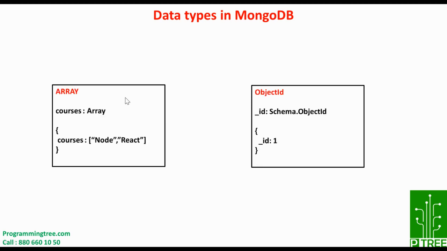Next data type is array, where you can store a collection of data. Here we have added courses of type array, and while inserting in the collection, we have stored Node and React as the course names within square brackets as a collection. The sixth one is ObjectID, that is automatically generated. Whenever you insert any data within a collection, it automatically generates this ID.